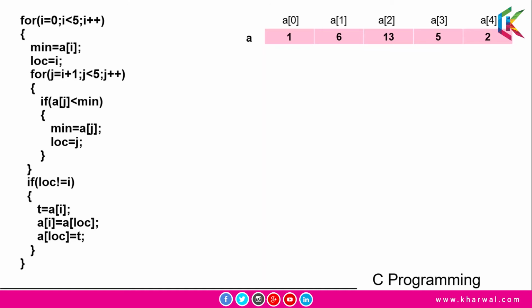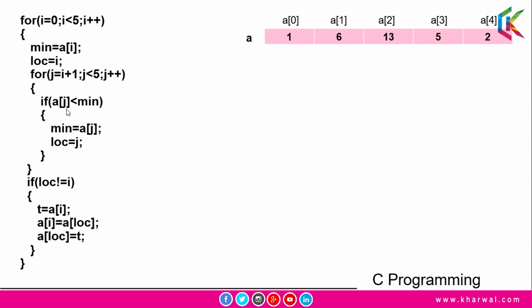So if A of 3, that is 5 less than minimum, so the value of minimum is 6, so it is also true. Now we got the new minimum value and that is 5 and the value of LOC is 3. And after that j plus plus will be executed, so the value of j will be 4 and 4 less than 5, it is true. Now it will check this condition.